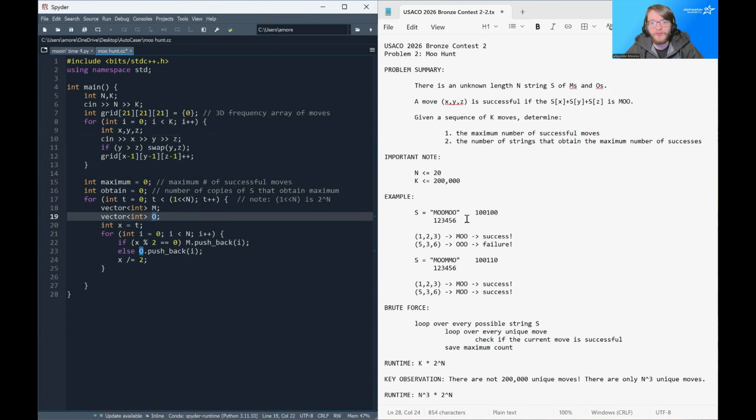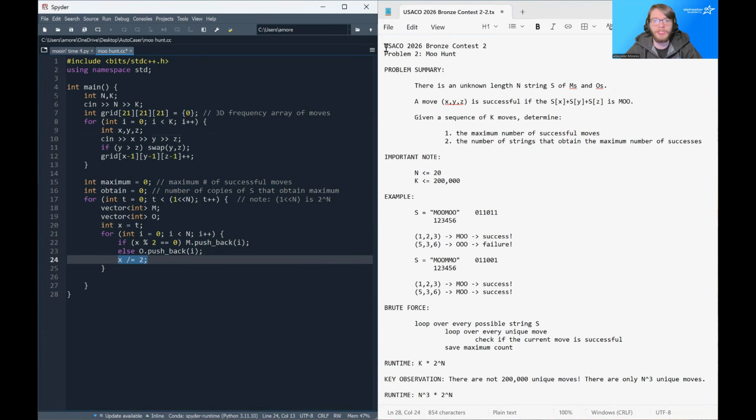So I guess in my code, the conversion to binary numbers is actually the opposite, where m's are represented as zeros and o's are represented as ones. So let me update the notes so it's consistent on both sides of the page. And then I'm going to divide x by 2, and that's going to let me calculate the next digit.